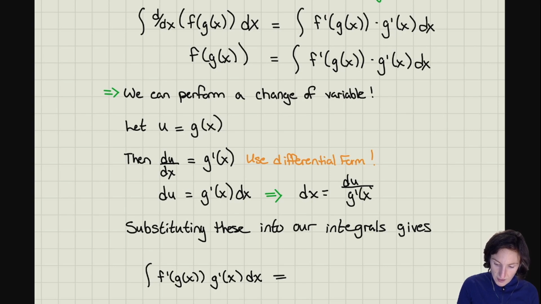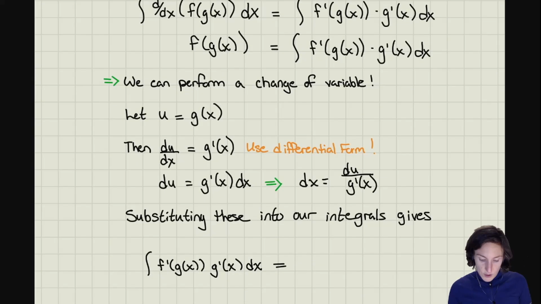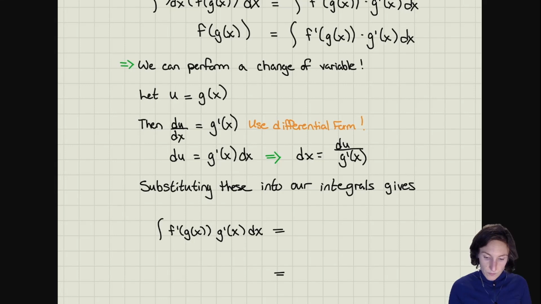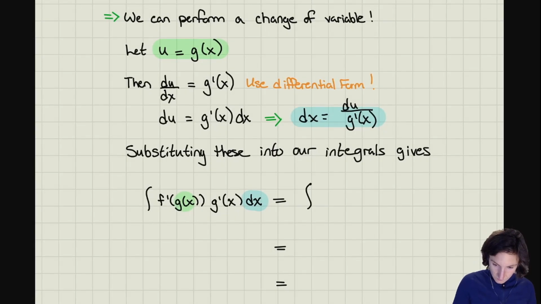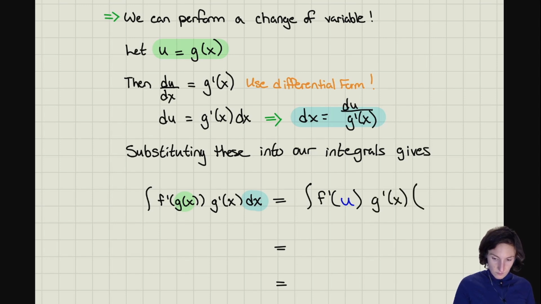du is equal to g prime of x dx. Now, why would I want to do that? I want to do that because I can sub this part into here, and then I can sub my u where my g is. If I do that, what I end up getting is the integral of f prime, and I'm going to put a u in here now, and then I still have this g prime of x, but my dx, I'm going to write it as du over g prime of x.